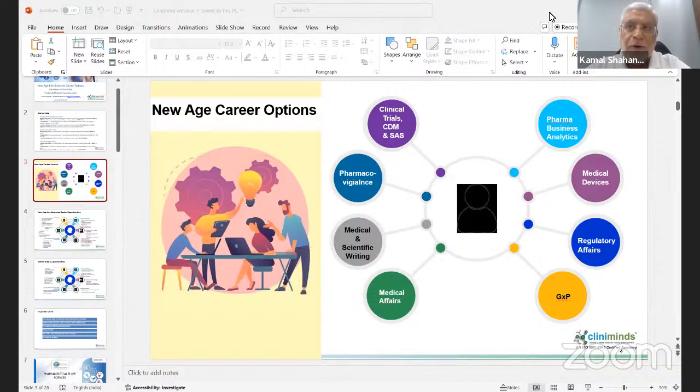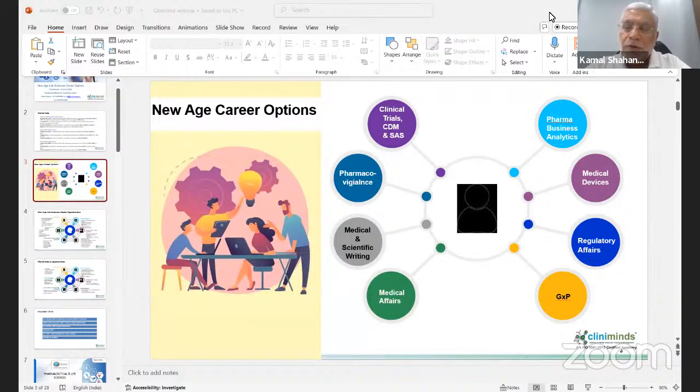So it's a huge area of opportunity for students who are from pharmacy, B.Pharm, M.Pharm, PharmDs, BDS, BHMS, MBBS doctors. It's a great opportunity to be in the pharmacovigilance domain.